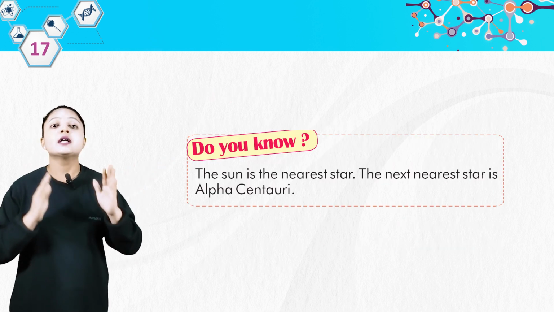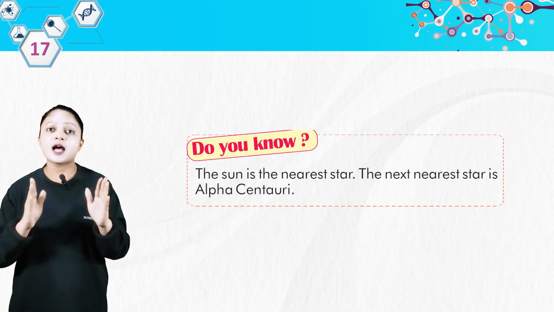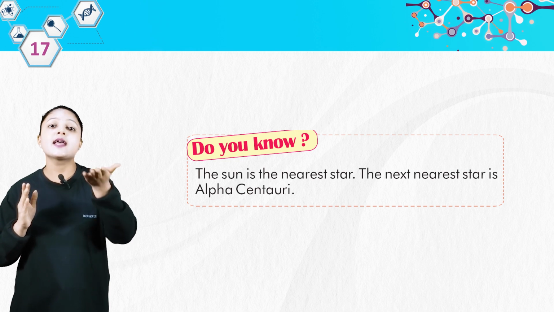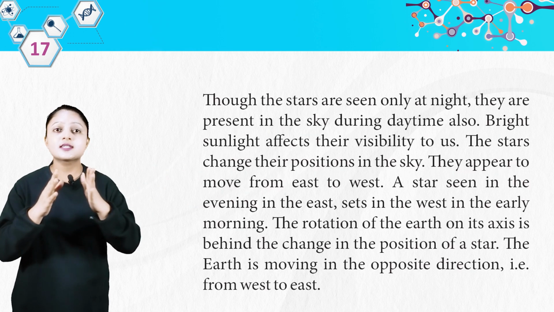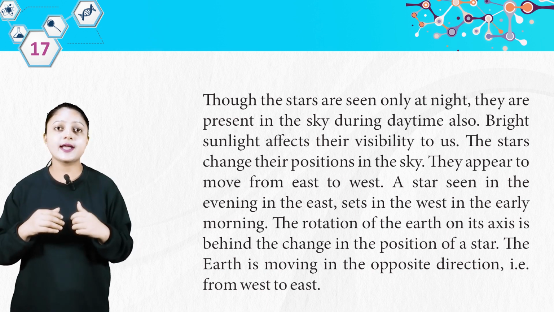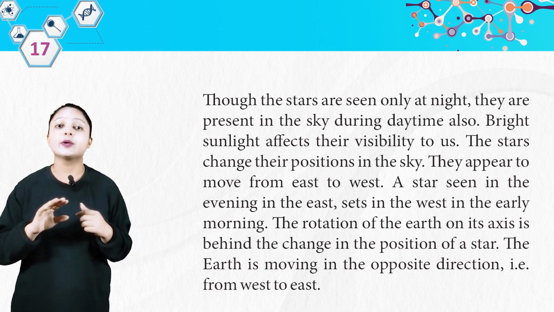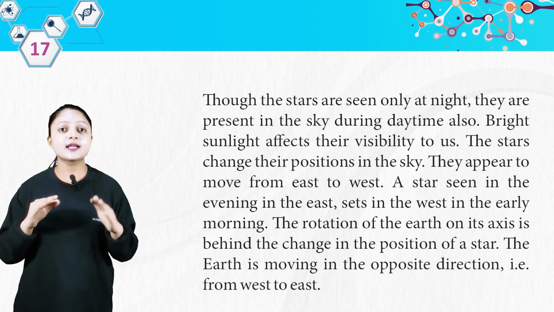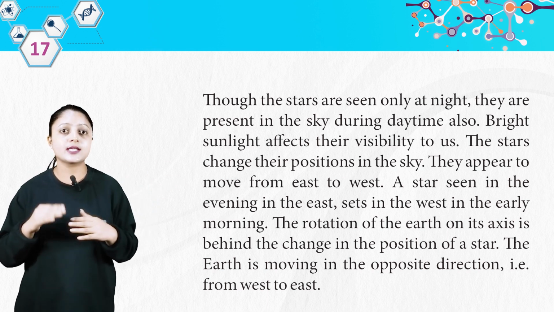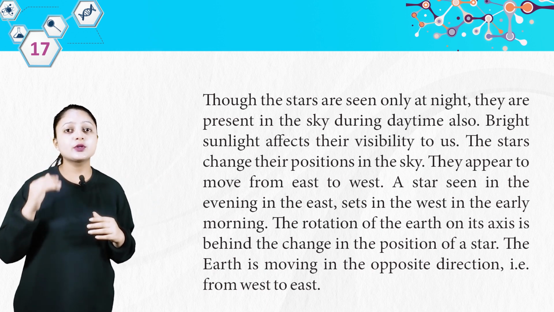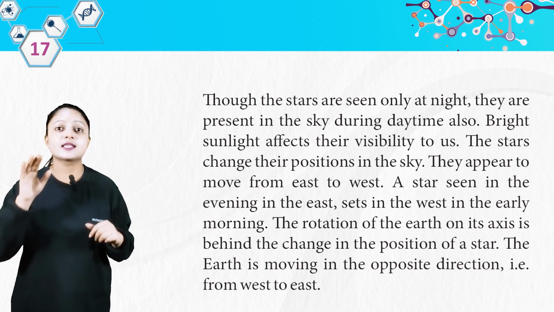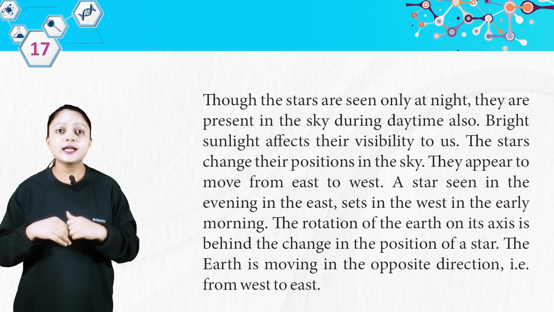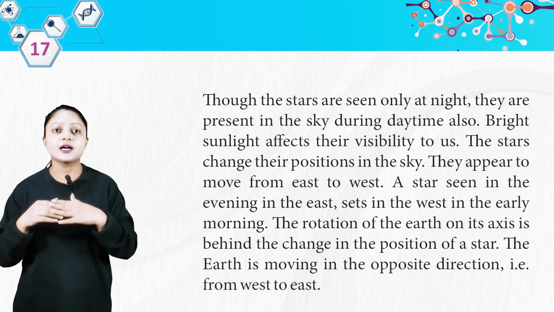Do you know? The sun is the nearest star. The next nearest star is Alpha Centauri. Though the stars are seen only at night, they are present in the sky during daytime also. Bright sunlight affects their visibility to us. The stars change their position in the sky. They appear to move from east to west. A star seen in the evening in the east sets in the west in the early morning.